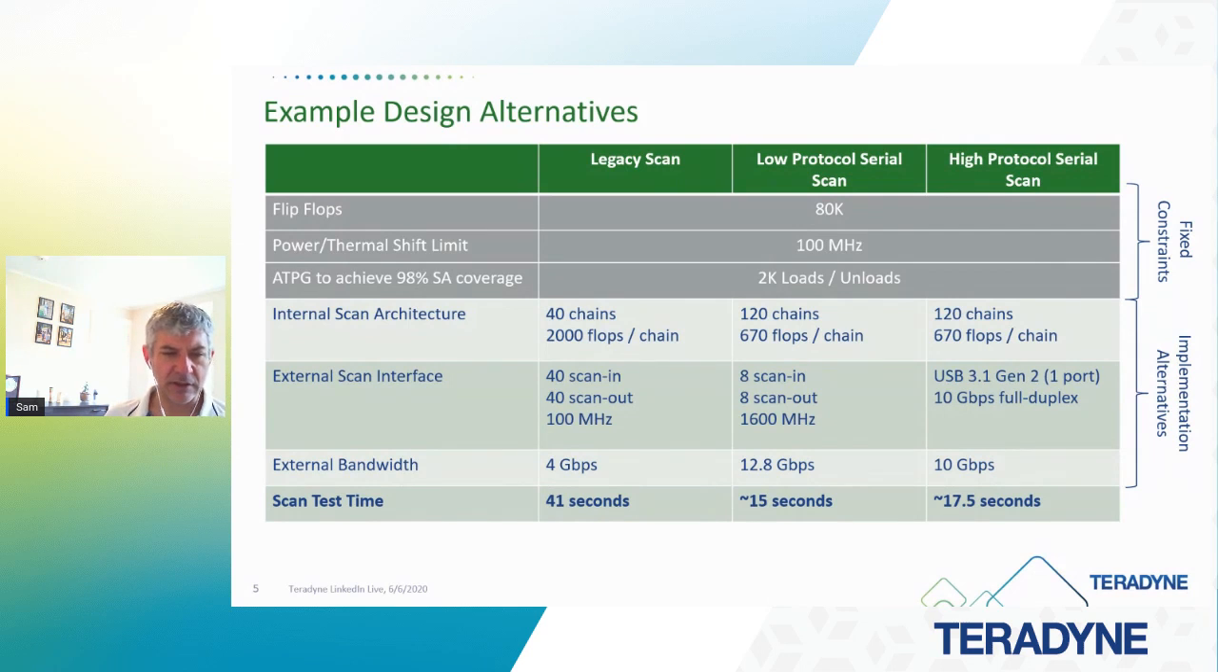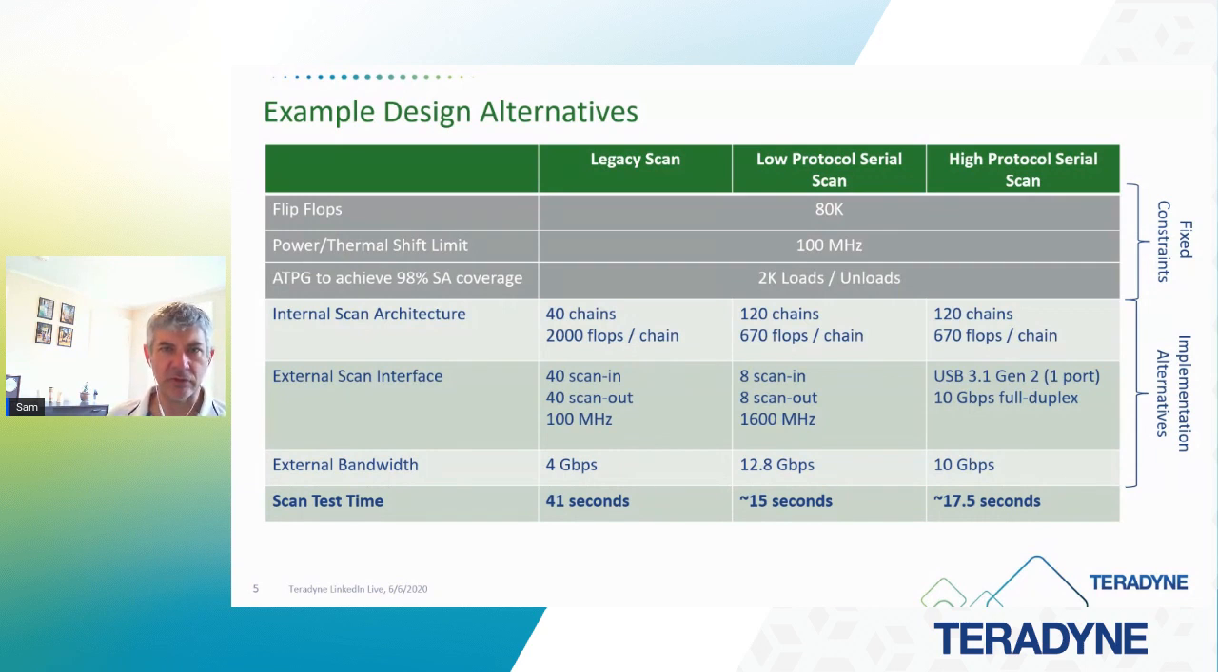Here I'm going to take a second and really just make sure that everyone understands the basic premise of how the pins change and economics change in this environment. So an example design has 80,000 flip-flops, and the thermal shift limit and power delivery and thermal shift limit on the tester is 100 megahertz.